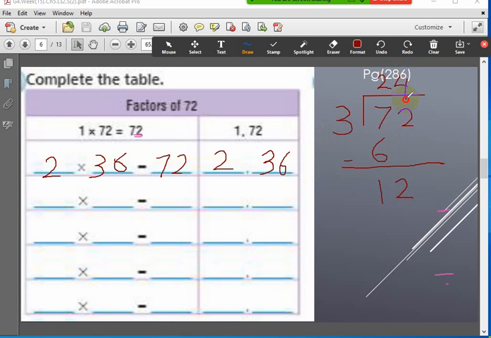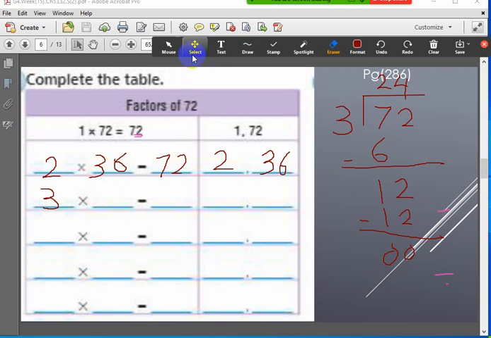So it will be 4. Now, 4 multiplied by 3 equals 12. Now I will put the answer here. Then subtract. 2 minus 2 equals 0. 1 minus 1 equals 0. So the answer for this division is 24. That means 24 multiplied by 3 equals 72. So those are another two factors of 72.